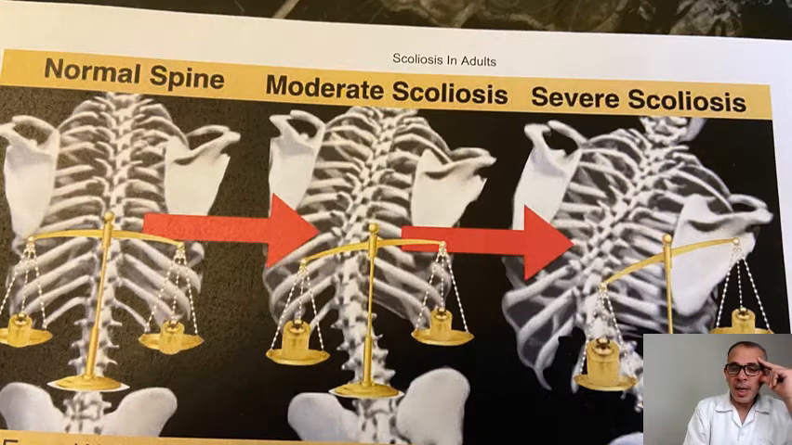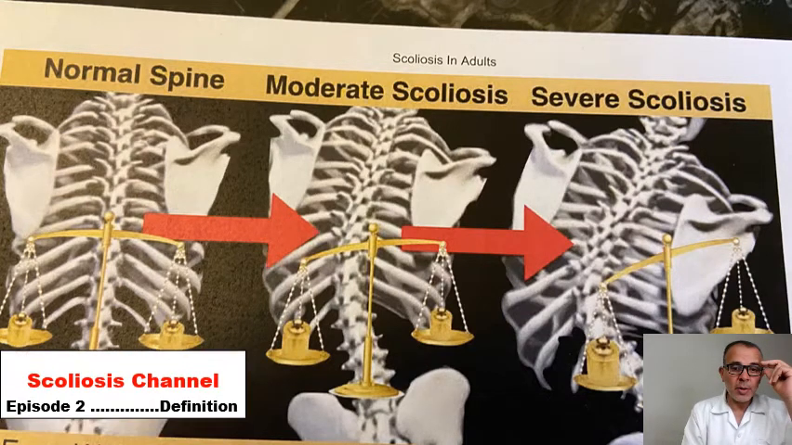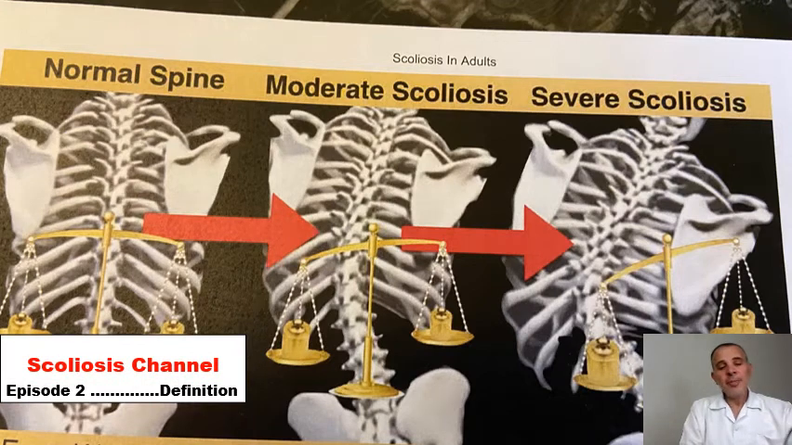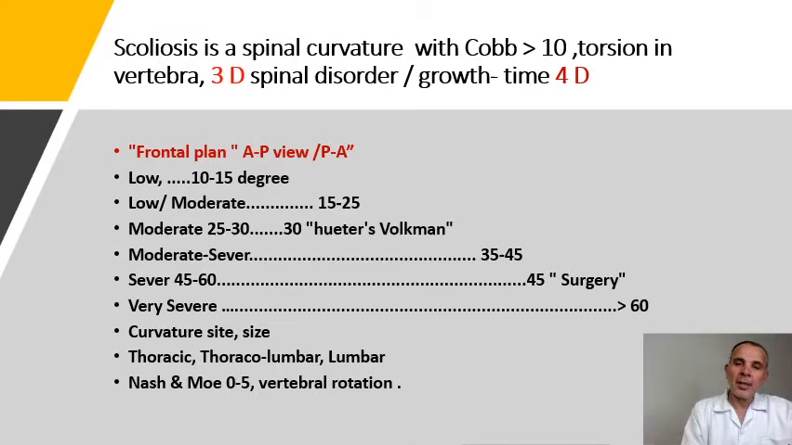Hello all. We are starting now our second episode on our scoliosis channel, and in this episode we're going to discuss the definition of scoliosis. Scoliosis is a spinal curvature when the spine or the vertebral column is crooked with a Cobb angle equal to or more than 10 degrees. But it has to be accompanied by torsion of the vertebra.